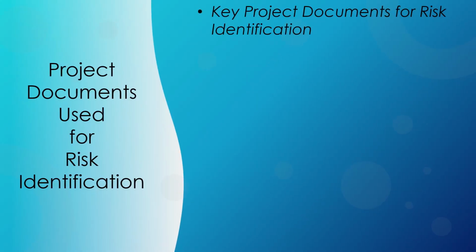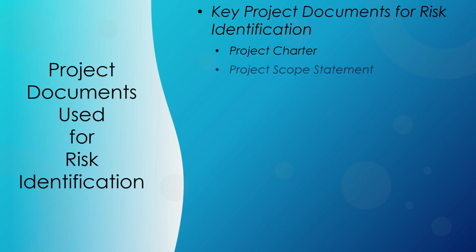Let's explore some of the key project documents commonly used for risk identification and how they contribute to the process. The project charter is a high-level document that outlines the project's objectives, scope, stakeholders, and key deliverables. It provides an overview of the project's purpose and helps set the context for risk identification. By reviewing the project charter, project managers can identify risks related to project scope, stakeholder expectations, and overall project alignment.